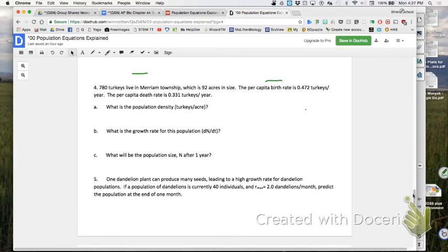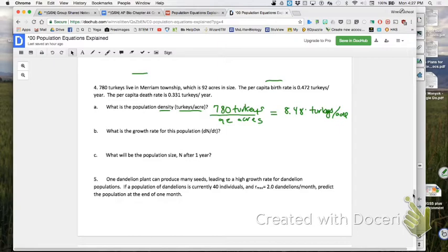All right. So 780 turkeys live in the Merriam Township, which is 92 acres in size. The first question is, what is the population density, turkeys per acre? So all you have to say is, well, I have 780 turkeys per 92 acres. So what is 780 divided by 92? That looks like 8.48 turkeys per acre. Okay, that would be your density.